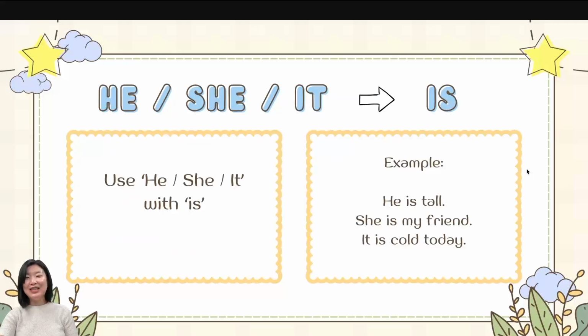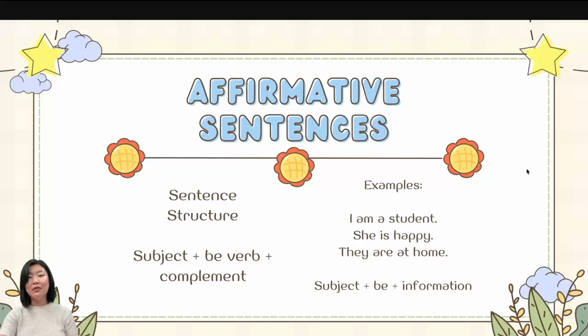He, she, and it is used with is. For example, he is tall. She is my friend. It is cold today. So let's take a look at more sentences of a be verb.